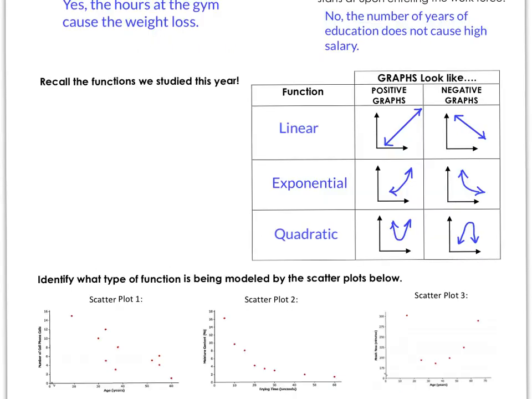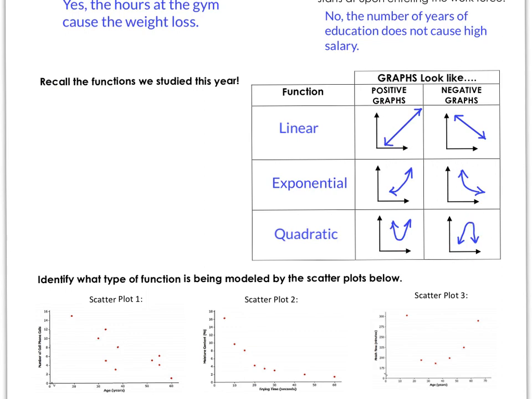Okay, so hopefully you can fill these in, but we're going to recall the functions that we studied this year. They were linear, exponential, and quadratic. Hopefully you remember what these look like. When we talk about linear functions, they are our straight lines, and they can either be positive slope or a negative slope. We have exponential growth and decay, so they can be growing or decaying. And we have quadratics, which can be positive, like a smiley face parabola, or negative, like a frowny face parabola, if you make that connection to what we learned previously.